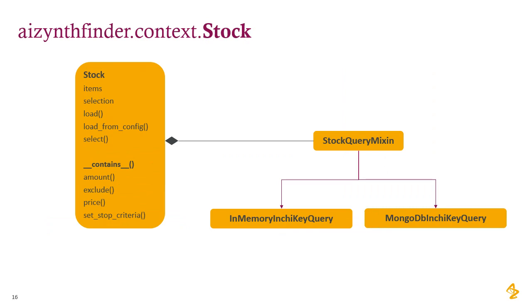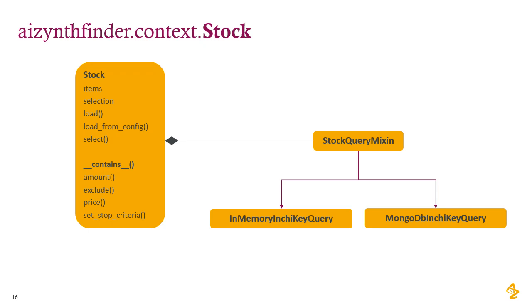Then we have the stock package with a stock class, which has a similar interface to the policies just shown, because it also is a container, and it holds items of the type stock query mixin. And we provide two implementations of that class: an in-memory InChI key query, which holds a list of InChI keys in memory, and a MongoDB InChI key query, which holds a Mongo database of InChI keys.